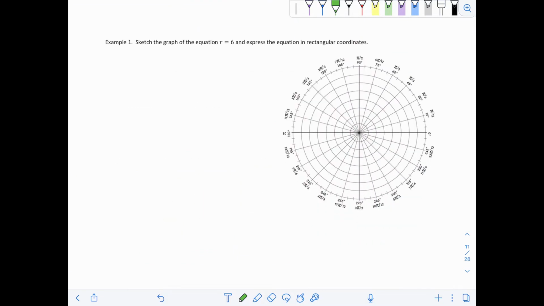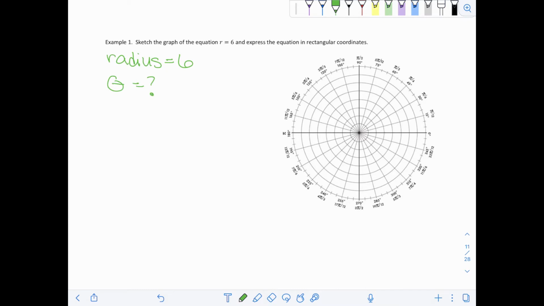Okay, let's look at this first one. Here's probably the most basic type of polar graph that you might see, which is the graph of r is equal to 6. This means the radius is equal to 6, but the theta could be anything.